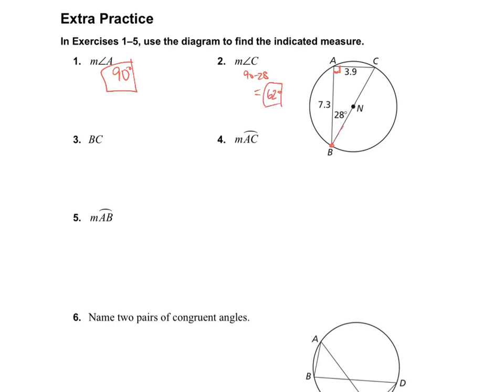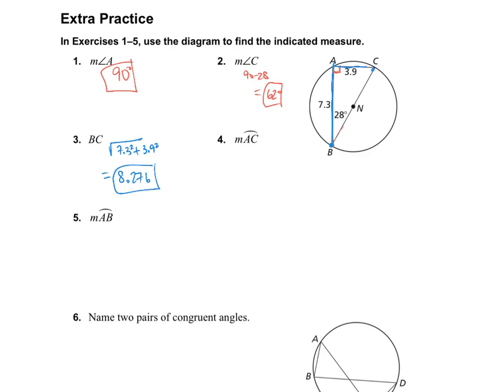All right, moving on to the next one, number 3, BC. B to C, we want to find that length. Well, if this is 7.3 and this is 3.9, we know that BC will end up being the square root of 7.3 squared plus 3.9 squared. And I can go through and solve for that. Putting that into my calculator, 7.3 squared plus 3.9 squared gives me 68.5, and take the square root of that, I will get 8.276 for the length of BC.